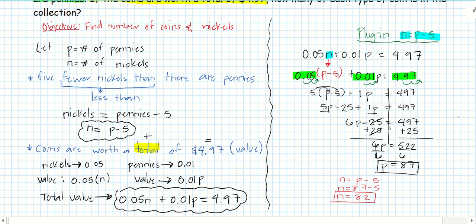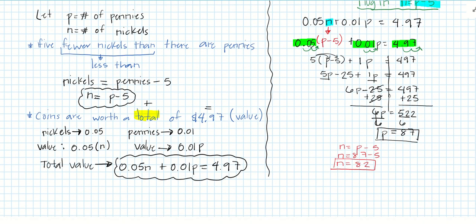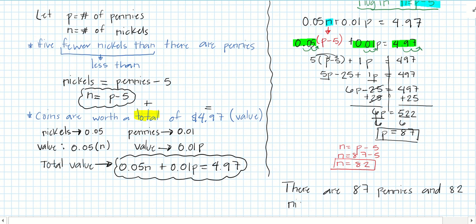So I'm going to say there are 87 pennies and 82 nickels in the collection. And that would be my solution.